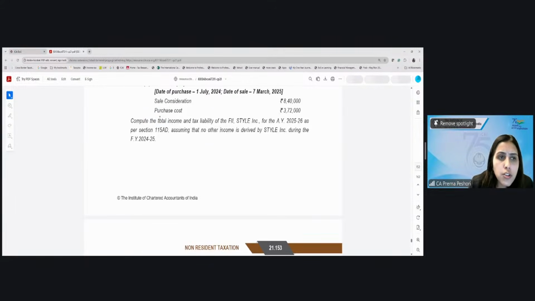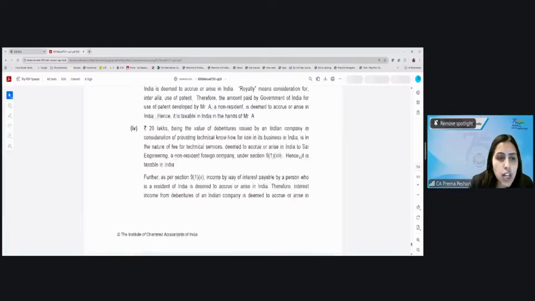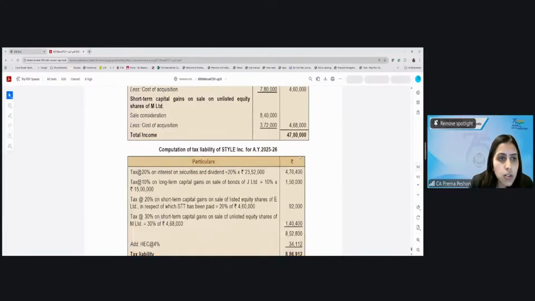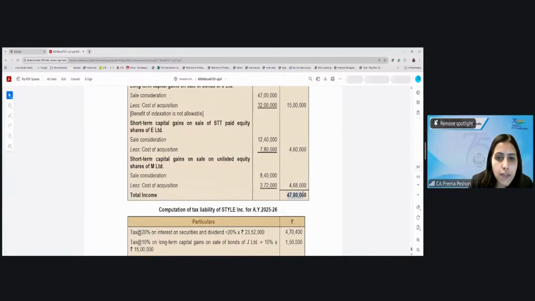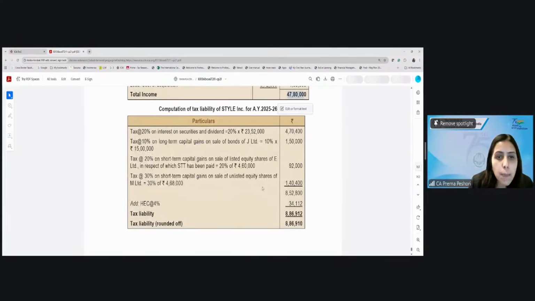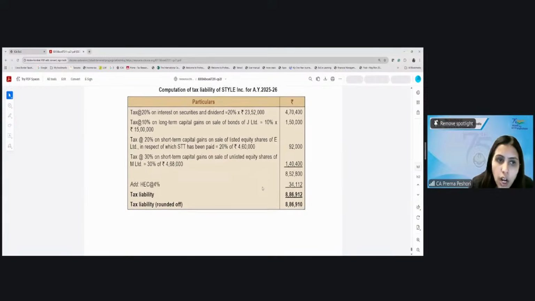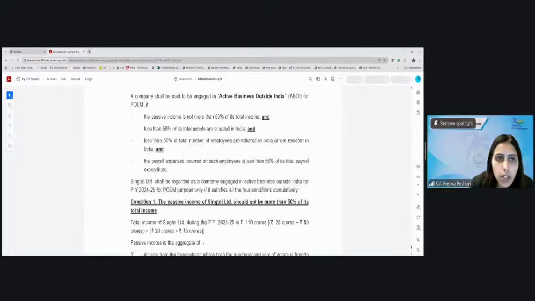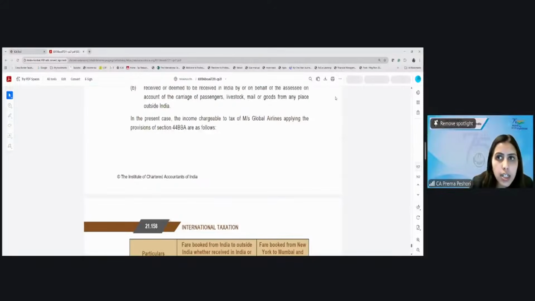Okay. Here we are just required to compute the total income and the tax liability. Now, if we look at the tax liability, let's see whether surcharge is applicable over here. What is the total income coming to in the answer? The total income comes to 47 lakh 80,000. So, will surcharge be applicable? Answer is no. Are we clear? Okay. Let us look at the next provision then.